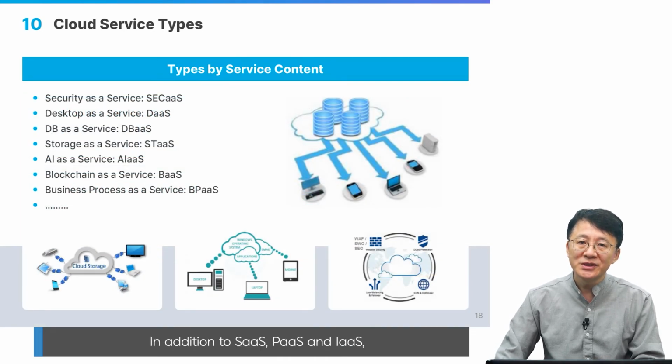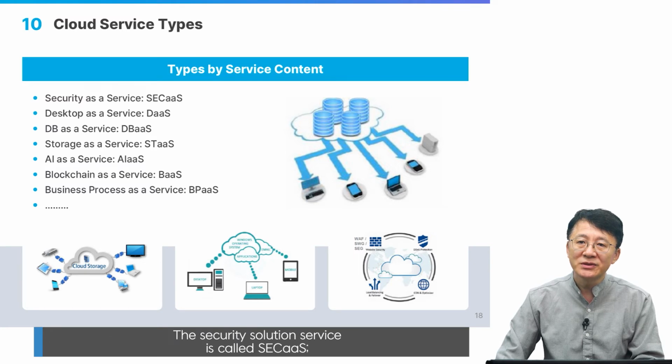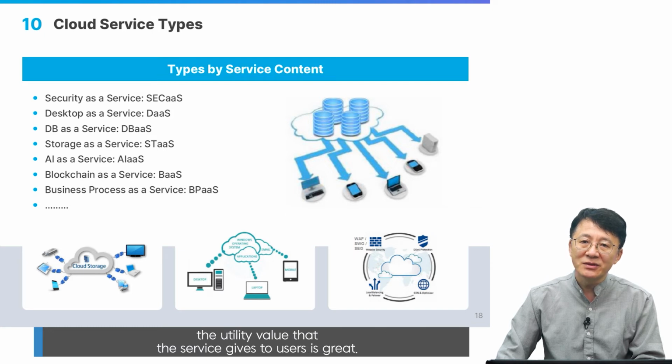In addition to SaaS, PaaS, and IaaS, various types of cloud service are occurring as a service. Security solution service is called SecaaS. DaaS is desktop as a service. DBaaS is database as a service, and STaaS is storage as a service. The fact that such a variety of services is occurring means that the utility value that the service gives to users is great. It is expected that more diverse types of service will be provided in the future.